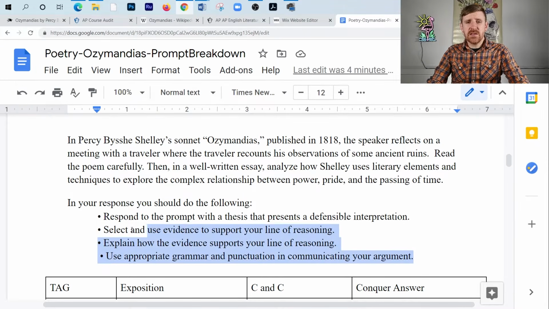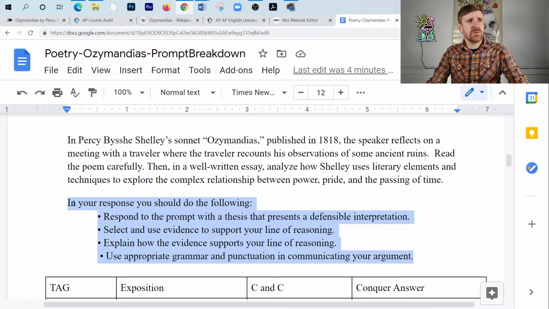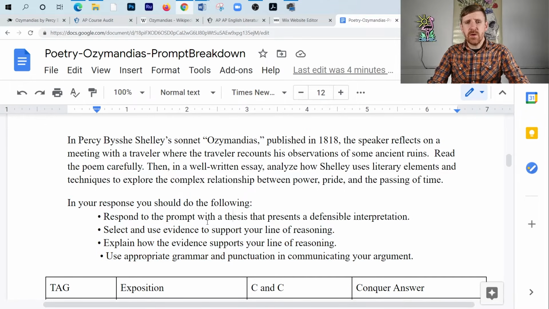Now, I'd like to just point out that this language that I'm highlighting on the screen right now is the same in every poetry prompt, and so you don't need to actually read these directions every time. I would like to just point out one part here, though, that's incredibly important. It says, respond with a thesis that presents a defensible interpretation. So notice that does not say a correct interpretation. It says a defensible interpretation.